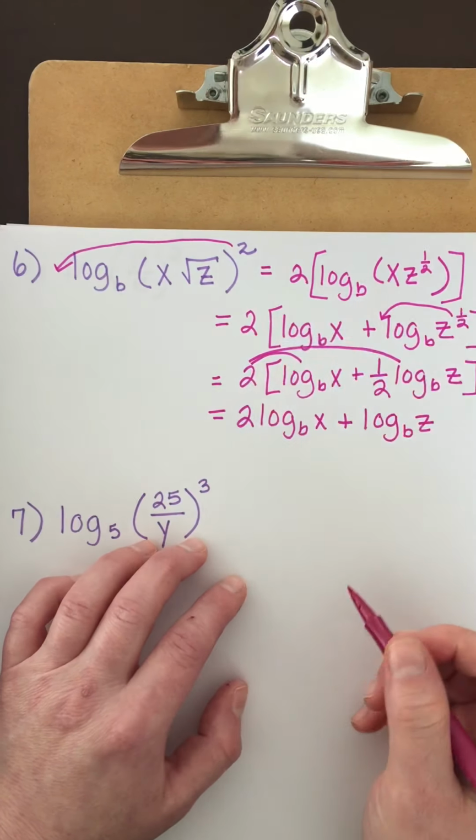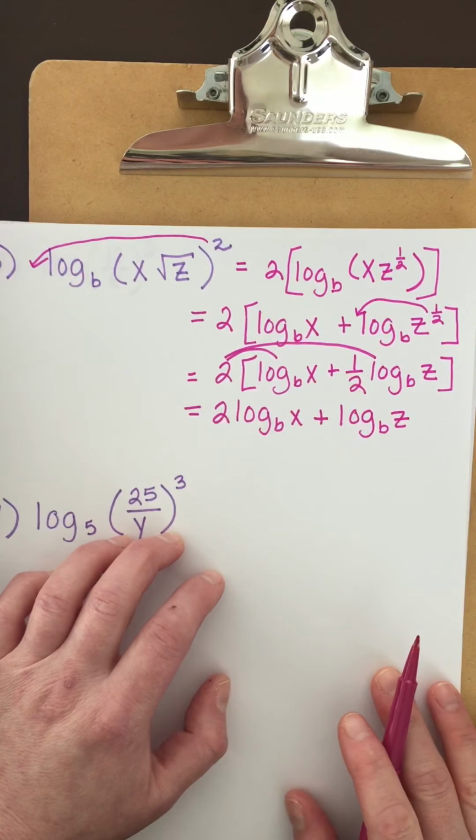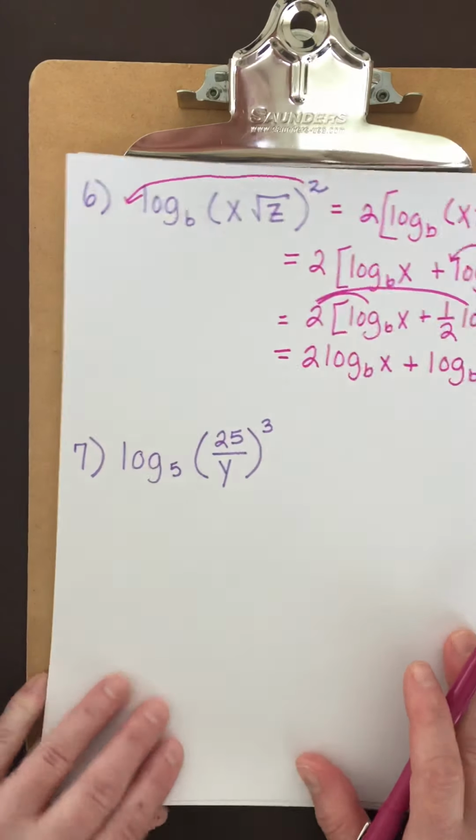And you guys can probably do multiple properties at one time. I just wanted to break it down and use one at a time. All right, let's look at another example.